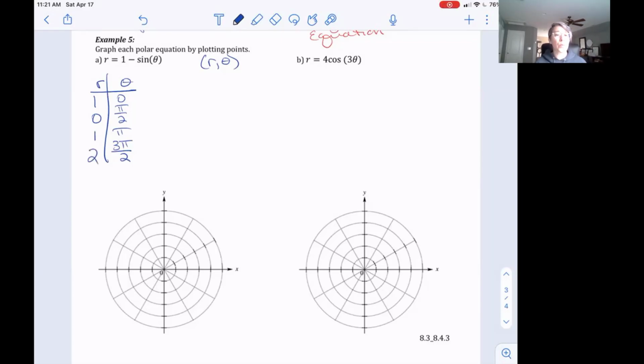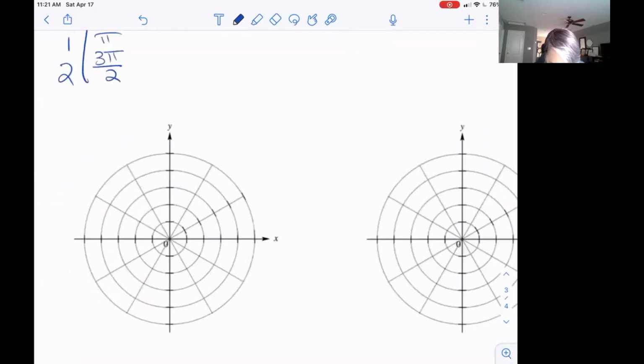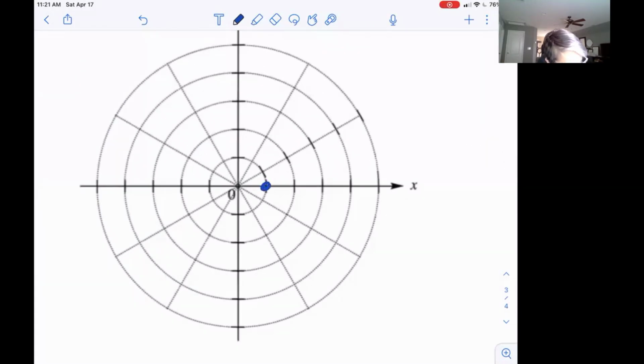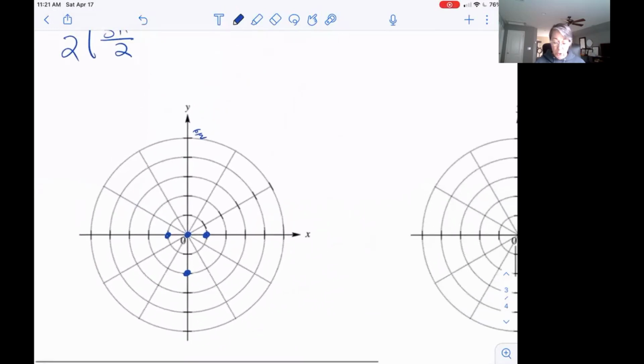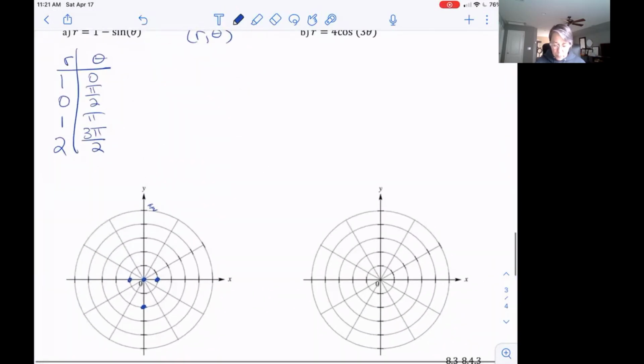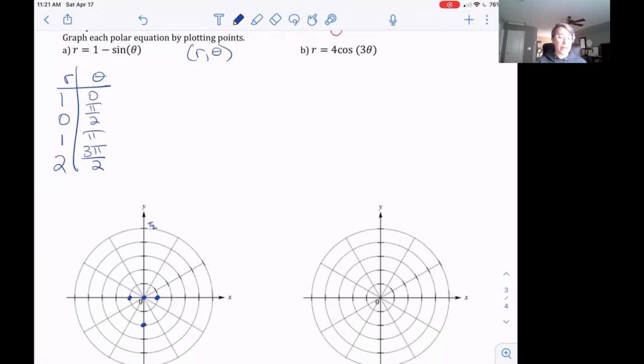So let's plot those points. At angle theta of 0, we get a radius of 1. So this might be a little small. At 0, we have a radius of 1. At pi/2, which is up here, we have an r of 0. At pi, we're back here at 1. And at 3 pi/2, we're down here at 2. So it doesn't quite tell us what this equation is going to look like. So let's figure out some more points that might help us.